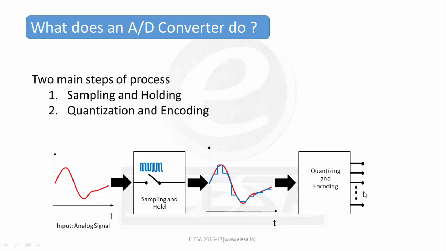Then this signal is given to the quantization and encoding block. Then what does the quantization process do? Quantization is the process of approximation to the closest possible value. If two input values are 0.3 and 0.35 and these are close to each other, then we will consider it as 0.35 only, meaning we are approximating the two signals. Then encoding means assigning a digital value 0 or 1 to the analog signals. This is the simple process of A to D conversion.